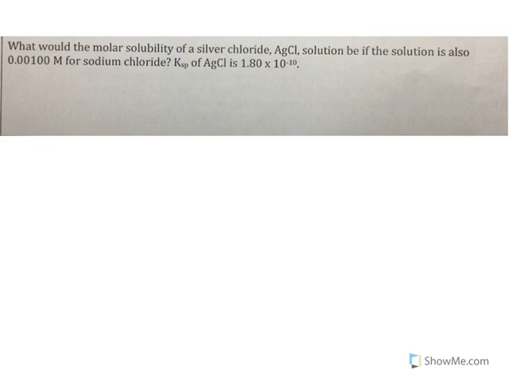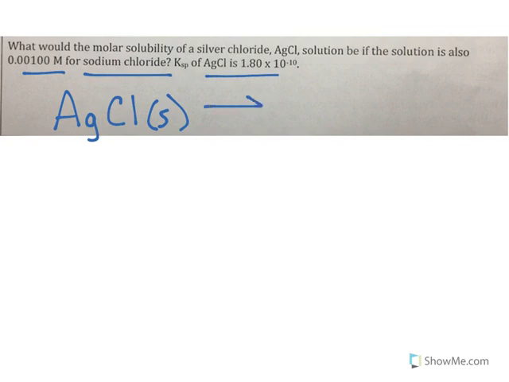Here's the first one. What would be the molar solubility of a silver chloride solution if the solution is also 0.001 molar for sodium chloride, and we're given a KSP of AgCl? Well, the first thing I would consider is that I need an equation for this dissolving. We've got our silver chloride. I don't see any of our 4 soluble ions, so I know this is insoluble. It will establish an equilibrium in which there will be silver ions and chloride ions.